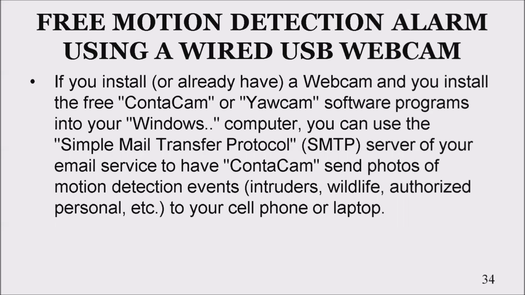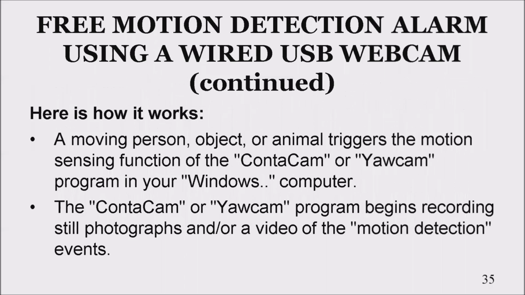They're both free. If you know how to configure it, and it's tricky depending on your email service and your cell phone, you can use it to send photos of motion, intruders, wildlife, your kid, your babysitter, to your cell phone and or your laptop. And here's how it works. A moving object or person triggers the motion sensing software inside the ContaCam or YawCam program. The webcam itself isn't smart enough, the wired ones at least.